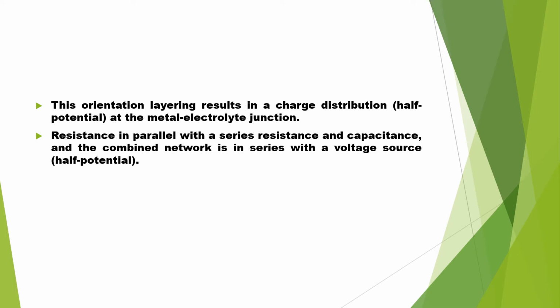A simple circuit model for the electrode-electrolyte junction can be described as a resistance in parallel with a series resistance and capacitance, and the combined network is in series with a voltage source, that is the half-cell potential. At low frequency, this impedance is mostly resistive and high valued. At intermediate frequencies, this impedance is becoming more capacitively dominated and drops rapidly with increasing frequency. At high frequencies, this impedance becomes resistive and low valued.